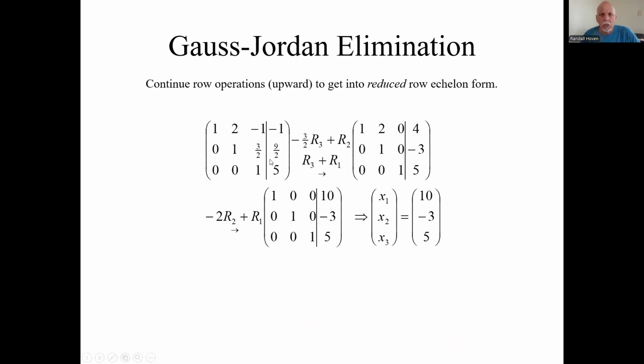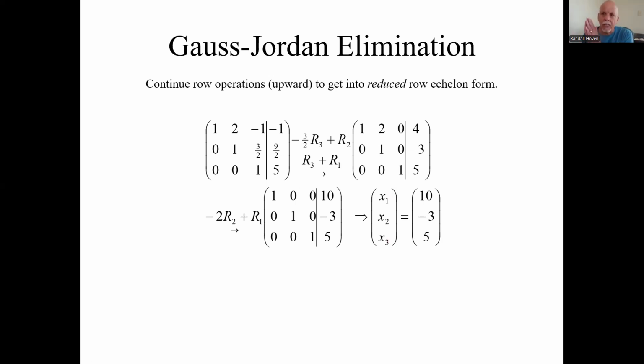If I keep on going, now I want to get zeros up here, zeros above my pivots. I still do the same kind of row operations, but I'm working upward now. I'm not going to go through this. You finally get to this. This guy is in reduced row echelon form. In this case, no all zero rows. The pivots are all ones. Each one is to the right of the pivot above it. And everything else in a pivot column is 0. And now you can just read off the solution. Don't have to do any back substitution.